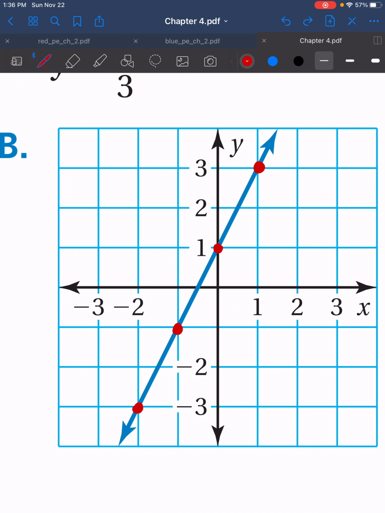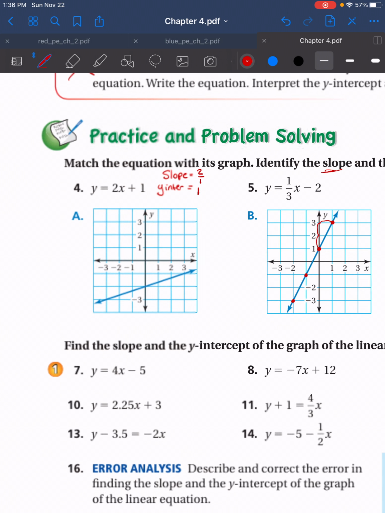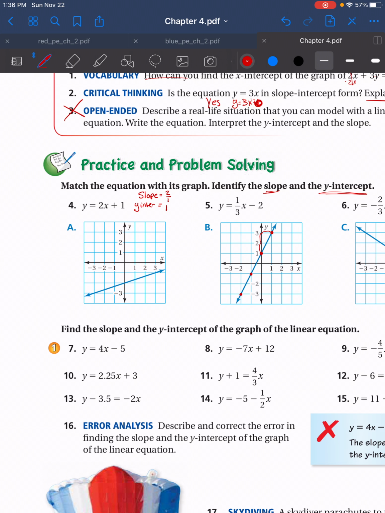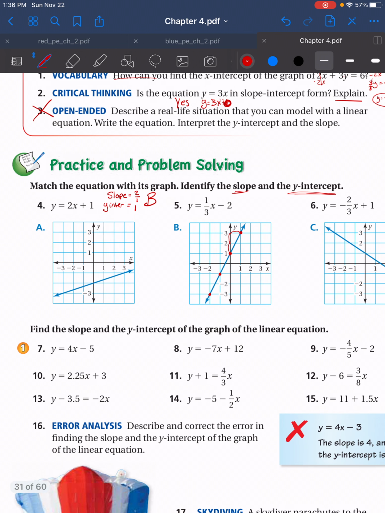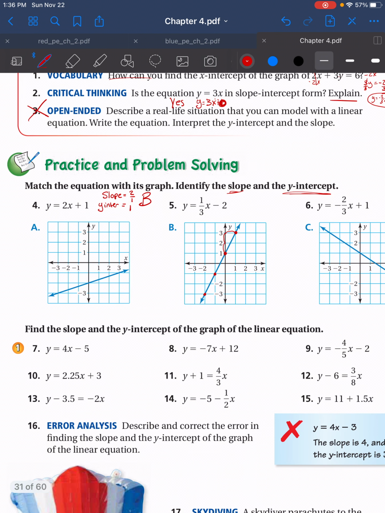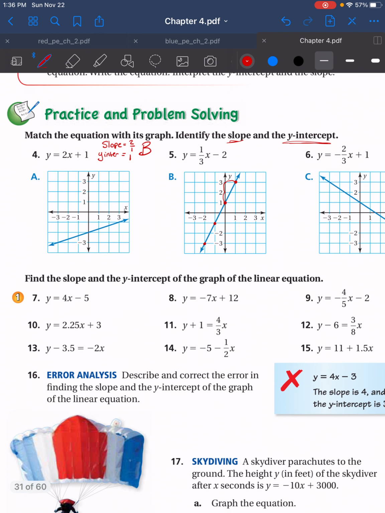So now what's the slope to get from here to here? Up 2 over 1. So the slope of B is 2 over 1. It looks like it matches number 4. So number 4, not only do you need to write me the slope and the y-intercept, you also need to say B. Okay. Please do 5 and 6 on your own. You can pause the video right now and do them, or you can skip them and move on with me.